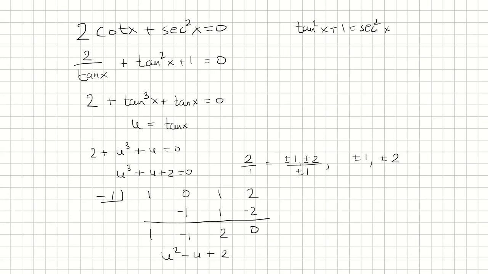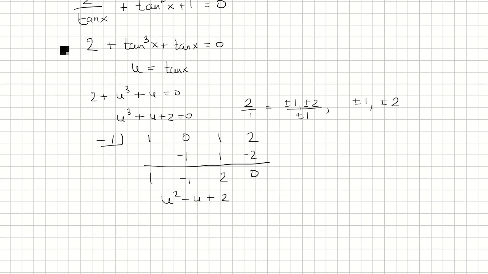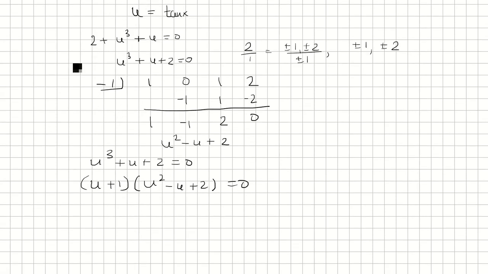And notice that this is not going to factor nicely, because if you look at the discriminant, it's going to be negative. So what we have is u cubed plus u plus 2 is equal to 0. We said negative 1 is a factor, so that means u plus 1 multiplies u squared minus u plus 2 equals 0. So we get u is negative 1, and this one doesn't equal 0 for any real numbers, so we're going to ignore this. And now we said u was tangent of x.